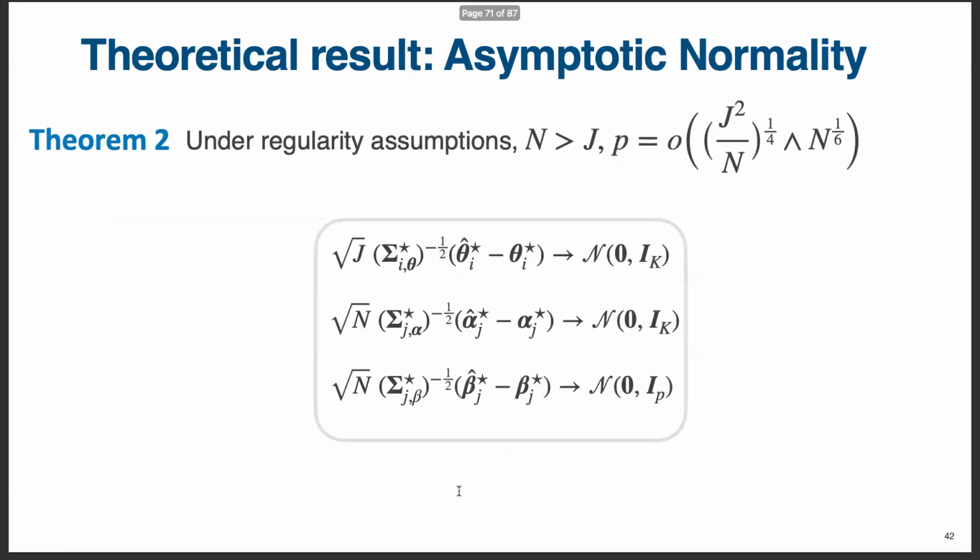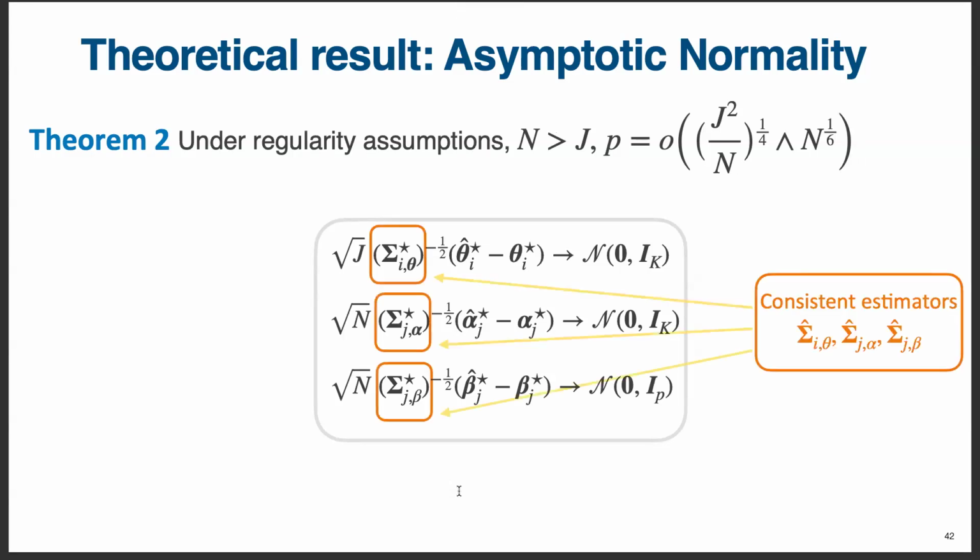In addition to this consistency, we can further establish the normality of our estimation result for our factors, for our factor loading, and also for the regression coefficients like the DIF effects. Also the covariance matrix can be consistently estimated. Therefore, we can use the result to do hypothesis testing and to construct confidence intervals and so on. So that's our main theoretical result here.